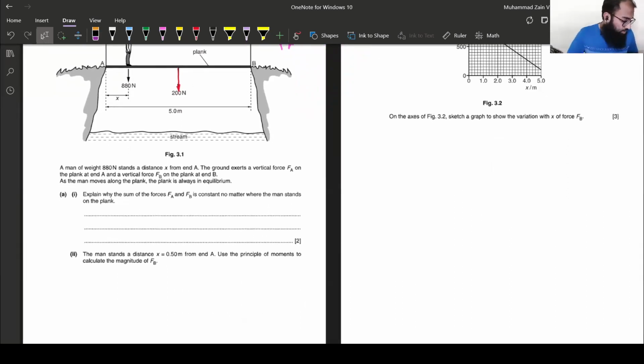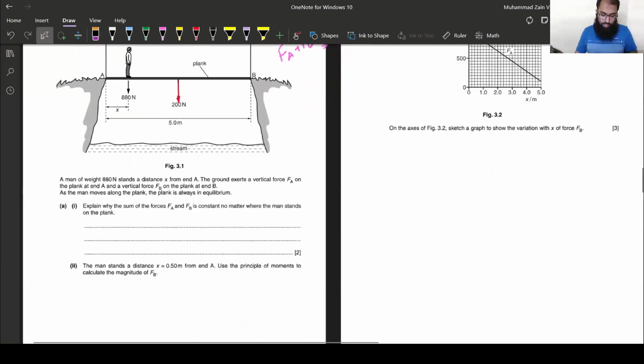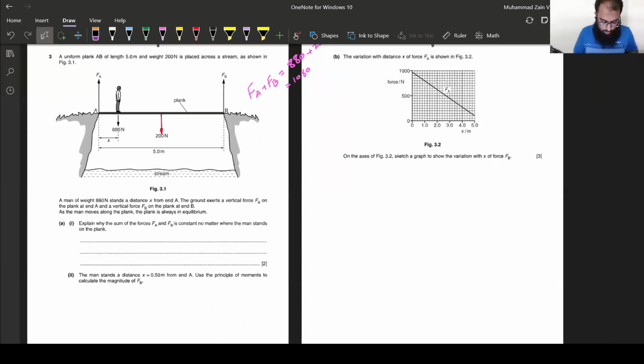Okay, so the next part: the man stands at distance x equals 0.50 meters from end A. Use the principle of moments to calculate the magnitude of FB. So we need to find the magnitude of FB, and there could be different questions in your exam. Depending on what they're asking you, you use the pivot accordingly. So right now they're asking me about the magnitude of force at point B.